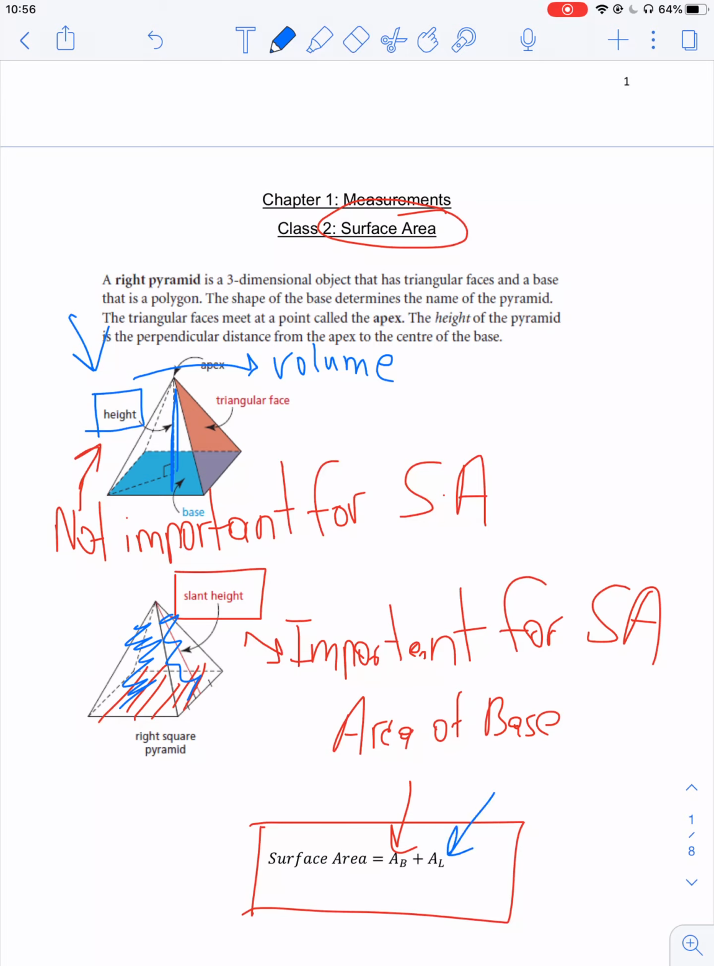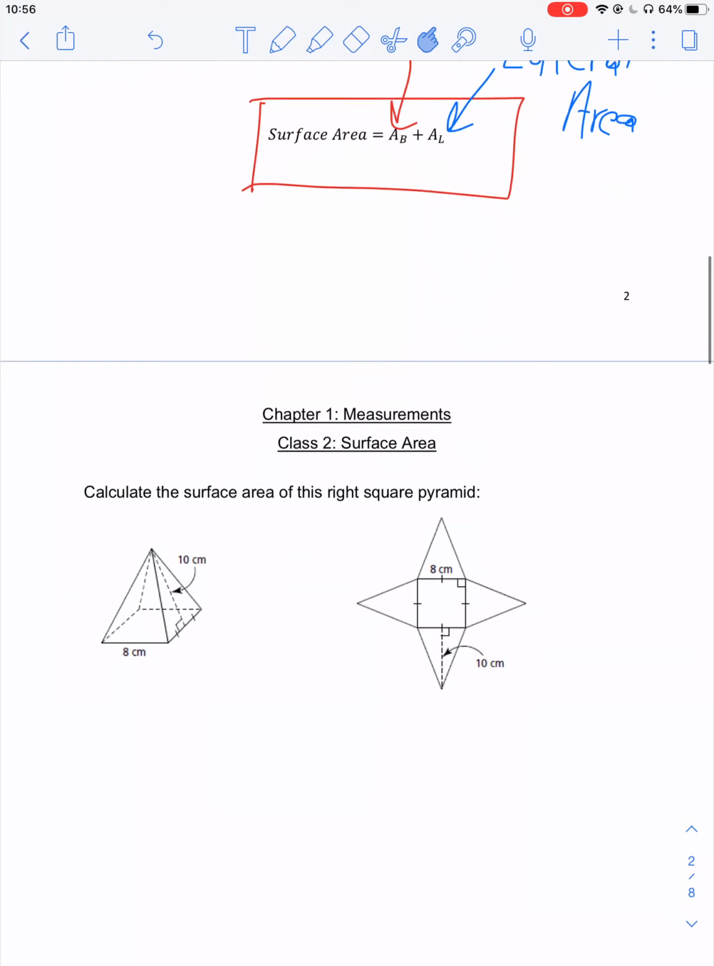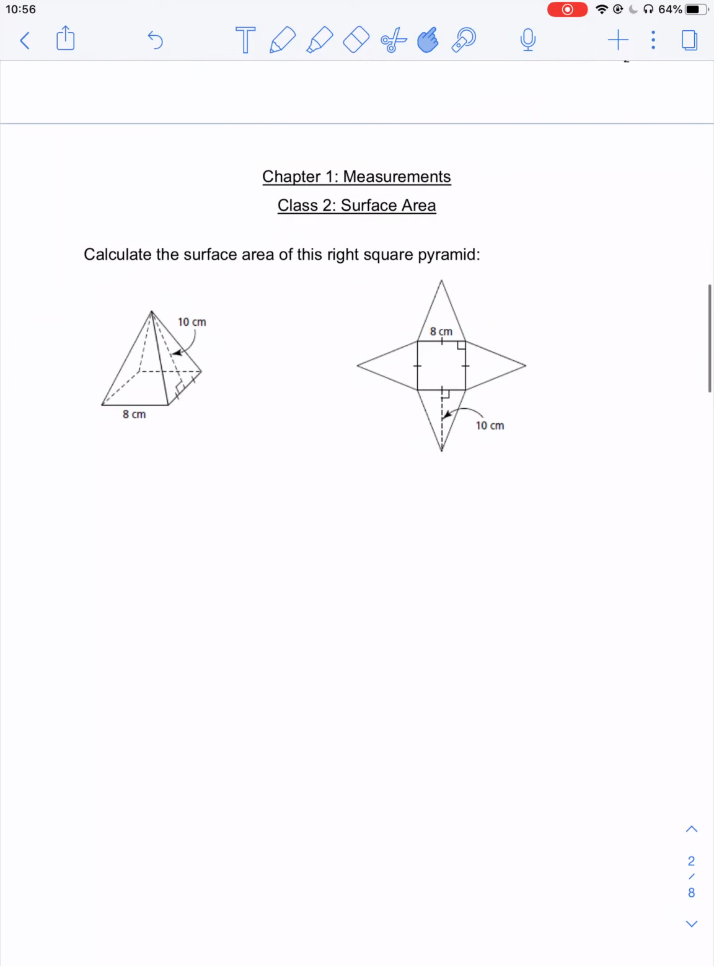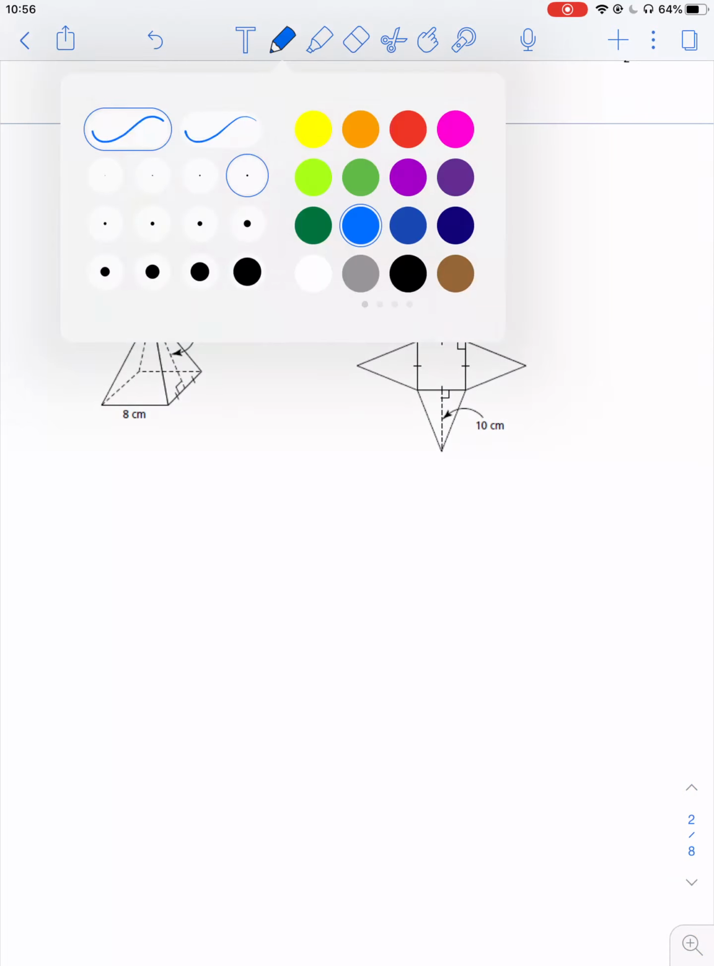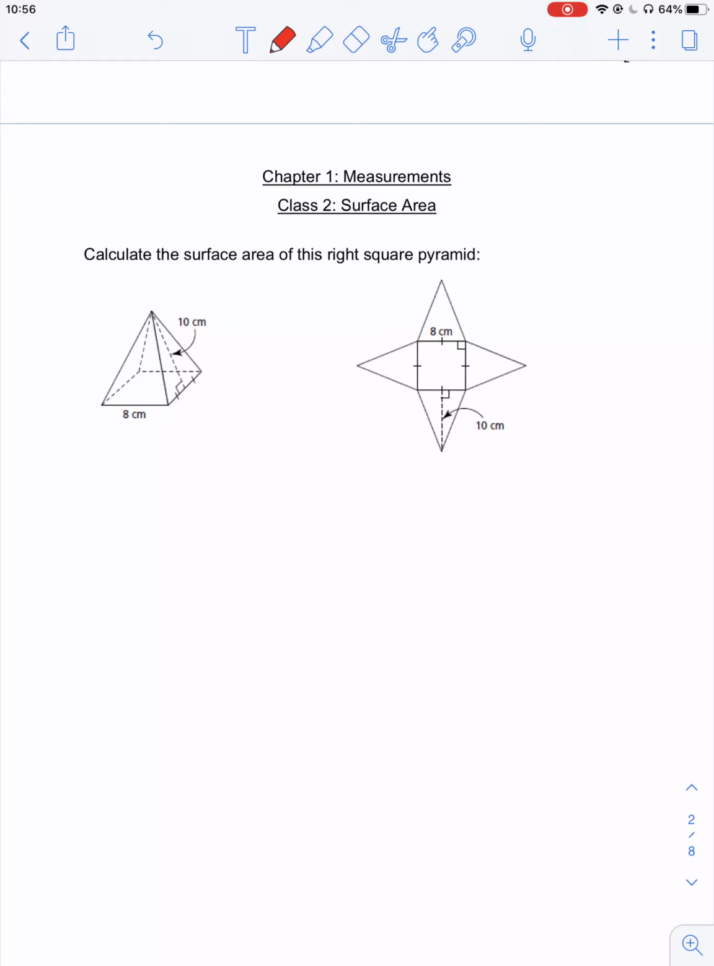And by lateral, we mean the area of the walls, okay? So let's do an example and hopefully this will make more sense. Okay, so key thing to note is, when you see a pyramid, because it's a 3D picture, sometimes we tend to forget, it's hard to visualize, right?